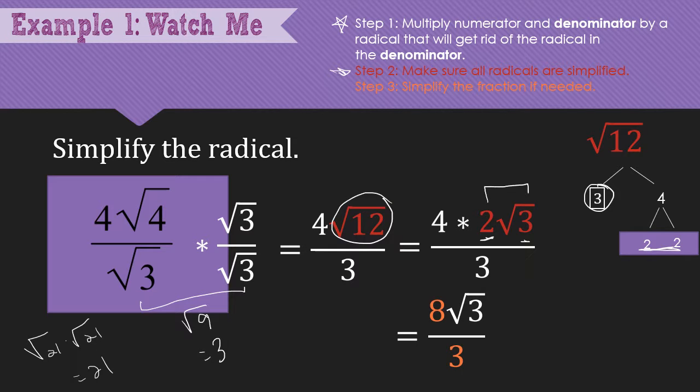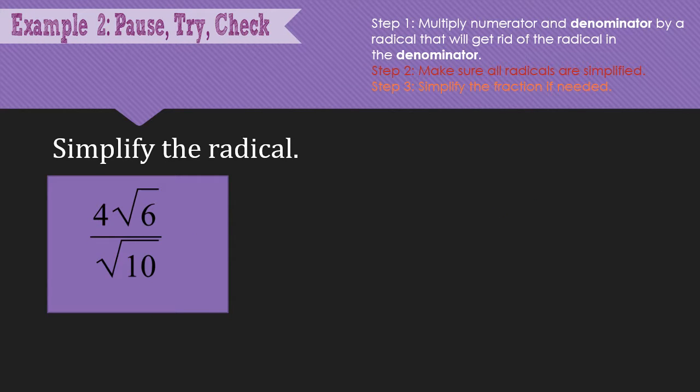Now we're going to go ahead and simplify again. I know that 4 times 2, those numbers out front, those coefficients, is 8. So I have 8 square root of 3 over 3. My third step is to simplify the fraction if needed. Well, 8 over 3 cannot be simplified any further, so we are done. Now would be a great time for you to pause and try this one on your own. Come back and check your work.